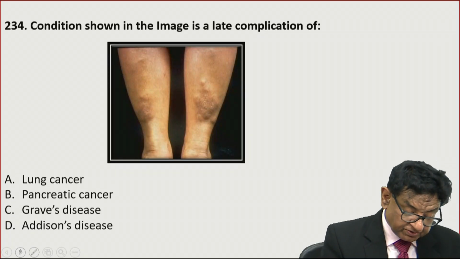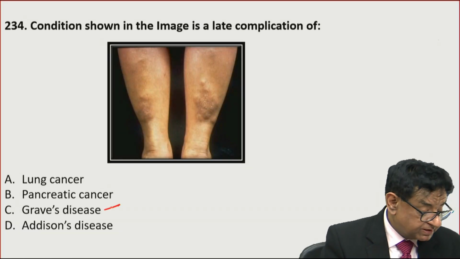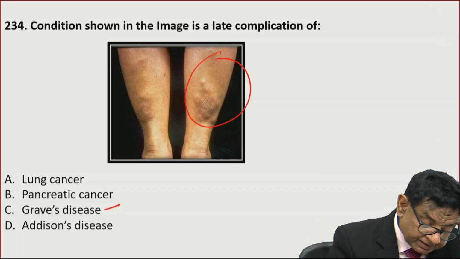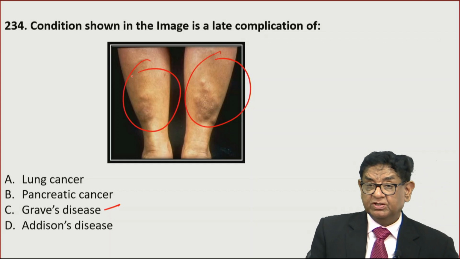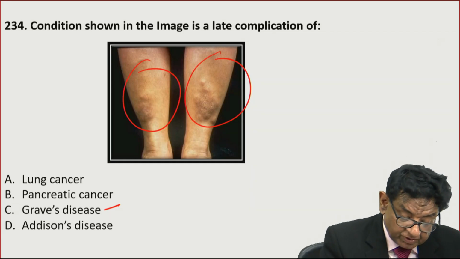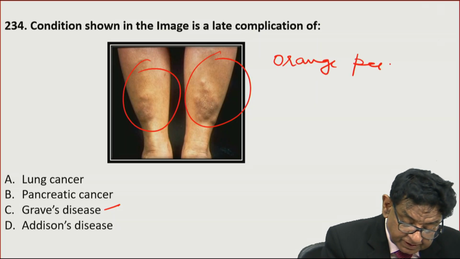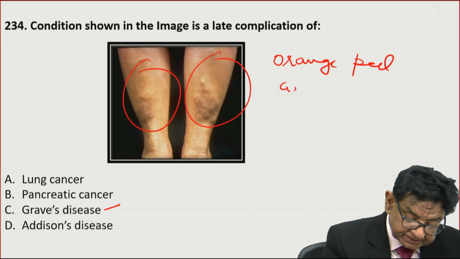234 is a case of Graves disease. Why Graves disease? Because we are getting plaques. What do they look like? Like orange peel. That we see in Graves disease.